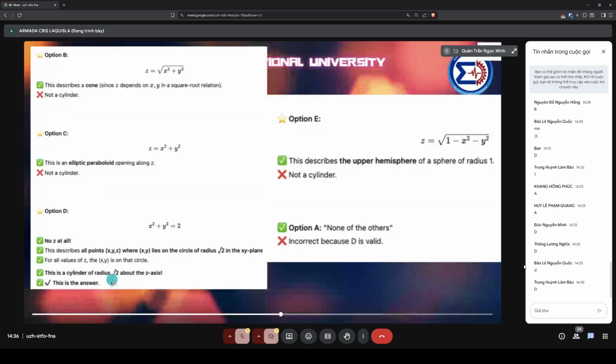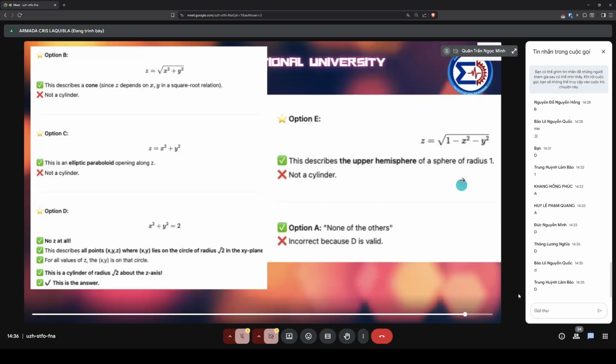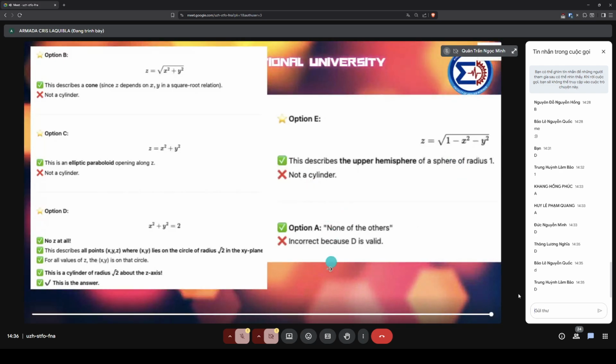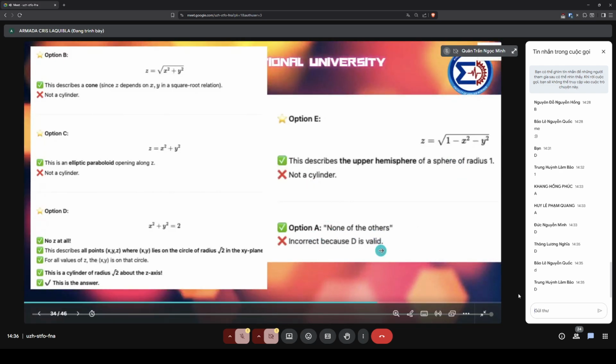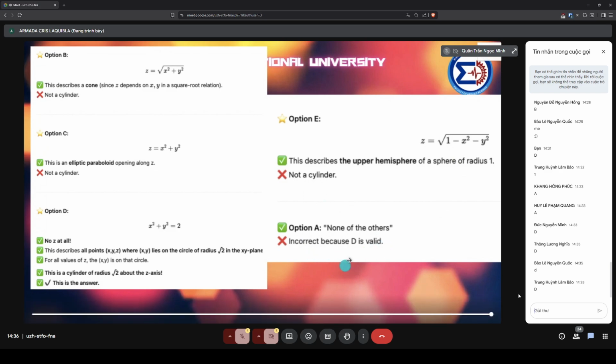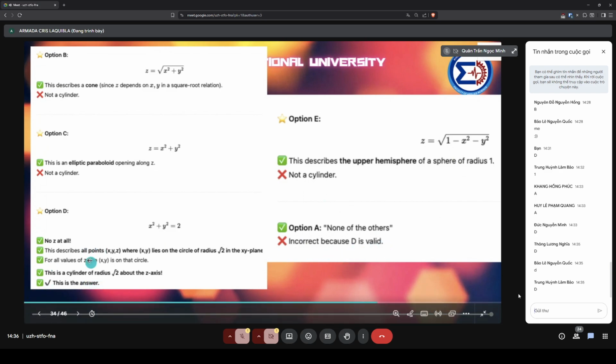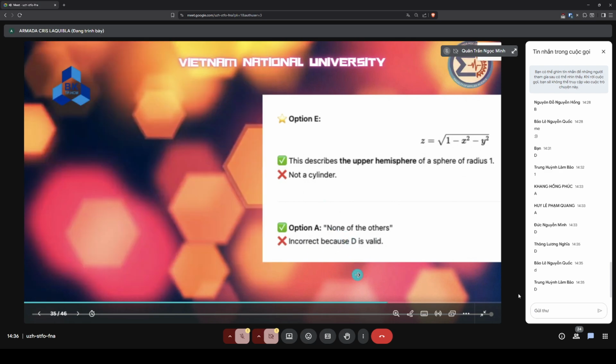Now option E, this kind of function describes the upper hemisphere of a sphere of radius 1 there, not a cylinder. And then option A, none of the others, is incorrect because D is valid. So if your D is wrong, class, then you pick none of the others.